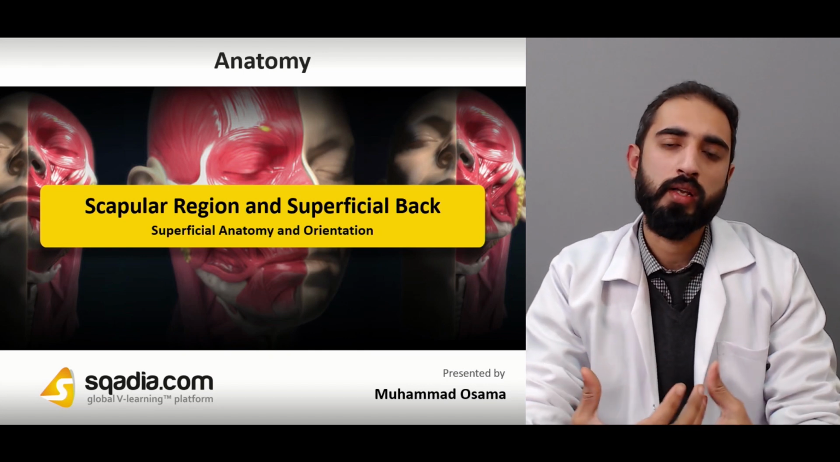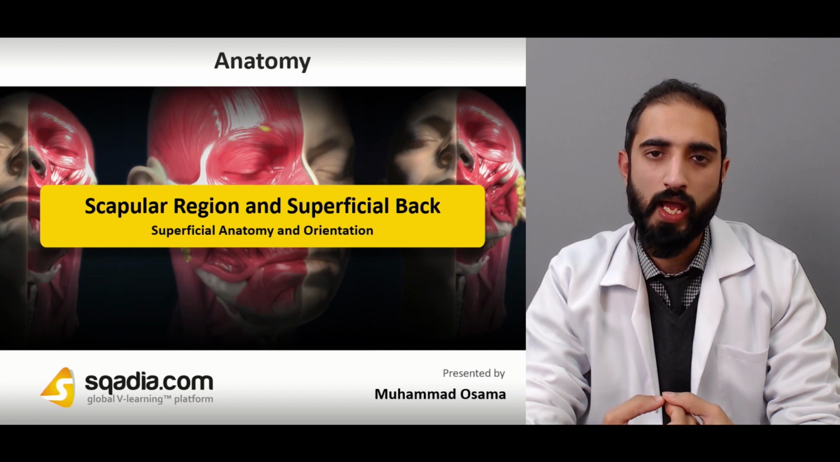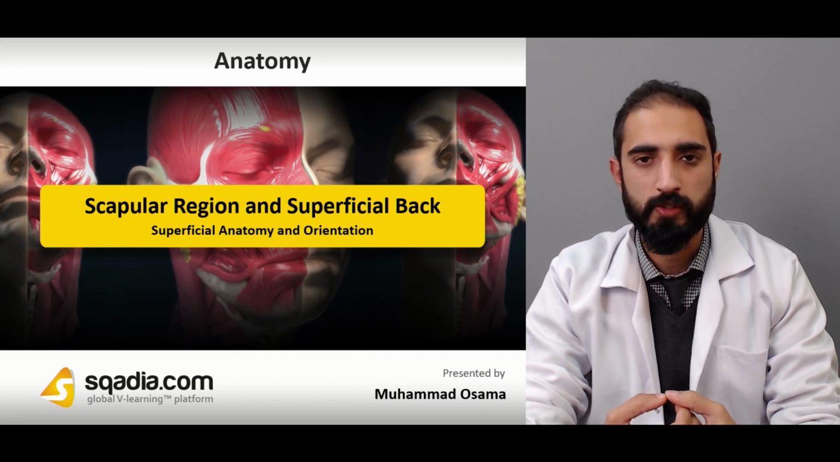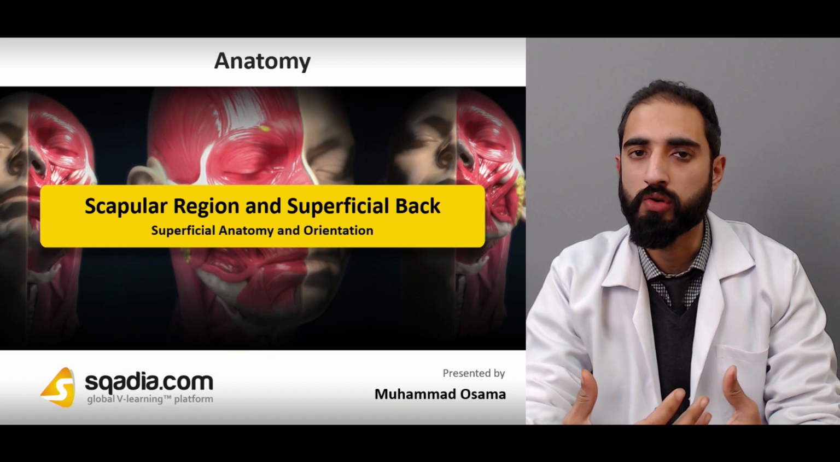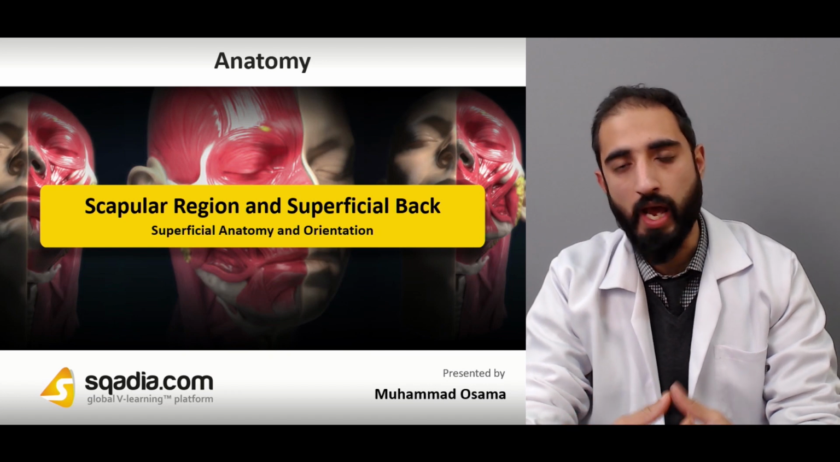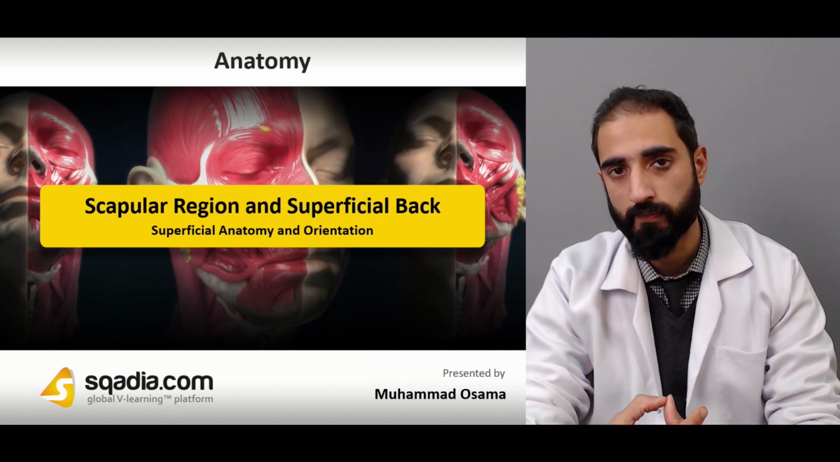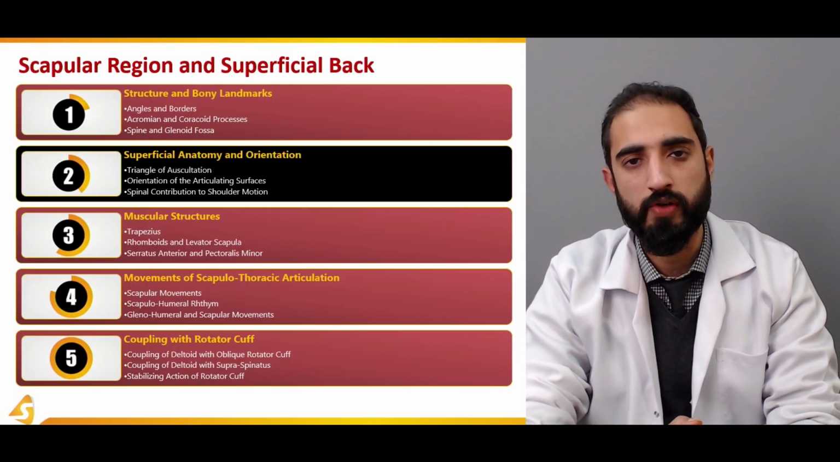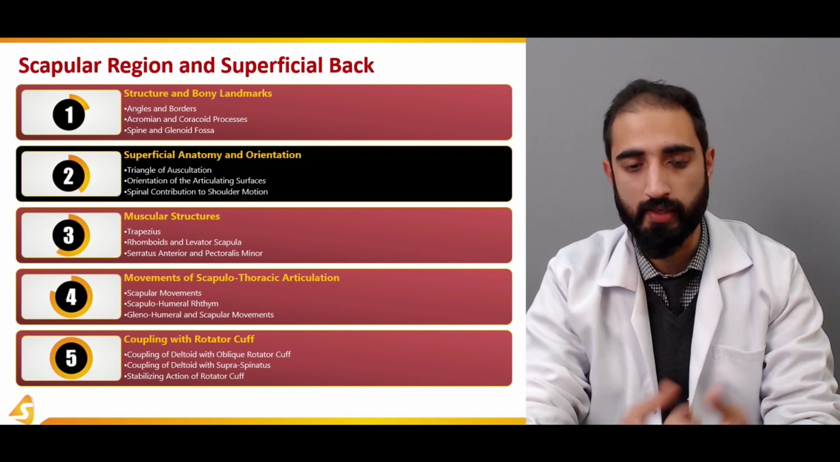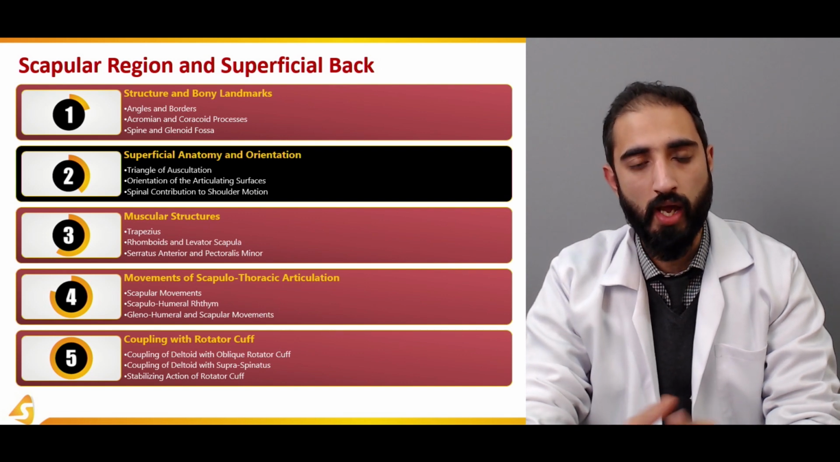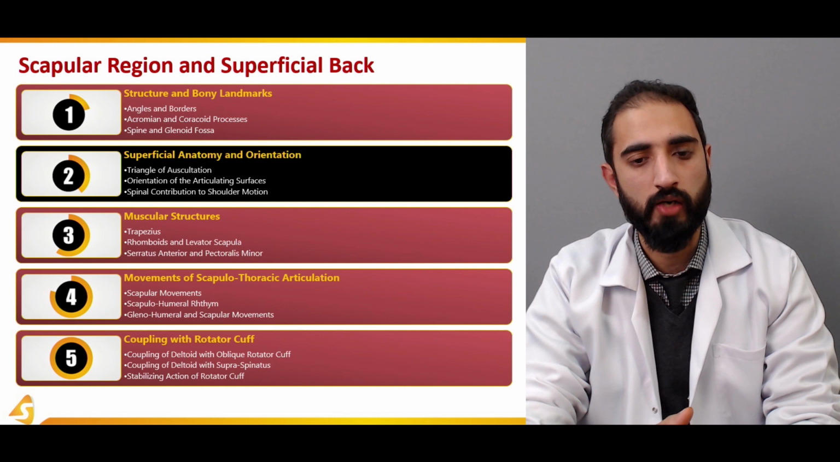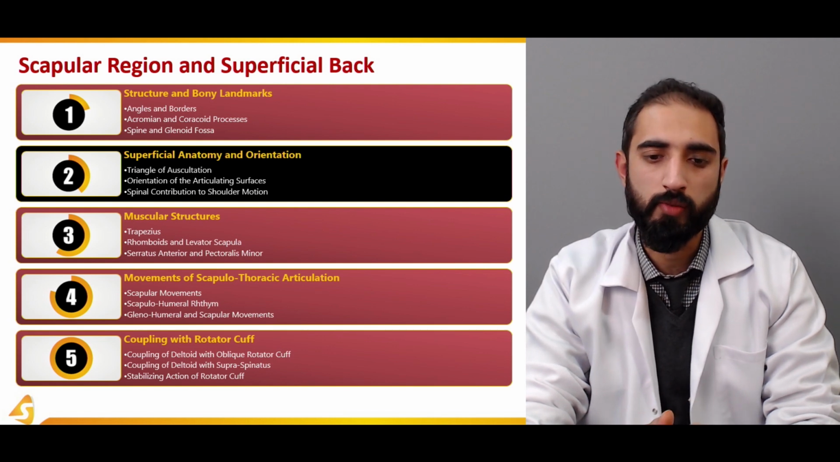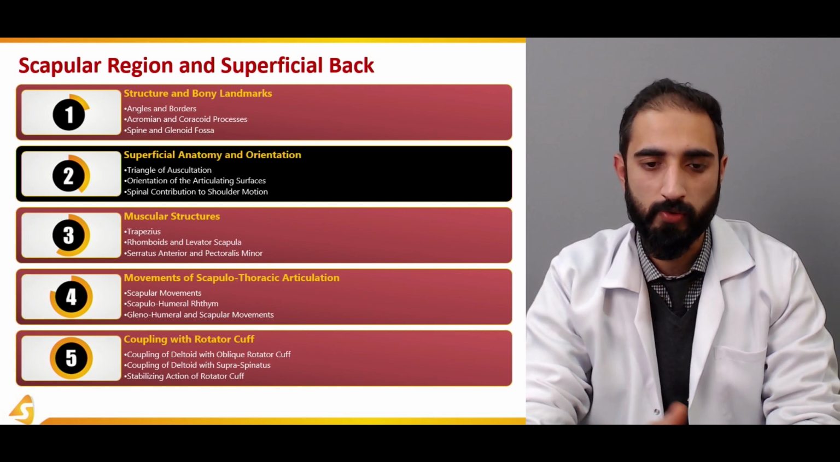To be able to understand the structures and to palpate, observe, or inspect them, one should have a good knowledge regarding the superficial anatomy and orientation of those structures. And that's what this section in the scapular region and superficial back is concerned about. In this section, we're going to talk about the triangle of auscultation, the orientation of the articulating surfaces, and the spinal contribution to shoulder motion, other than the superficial anatomy as well.